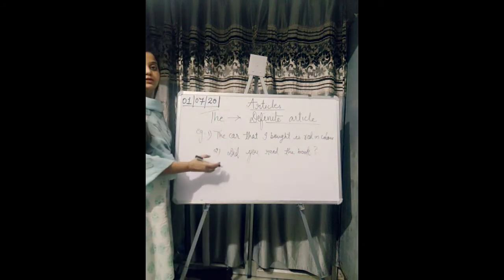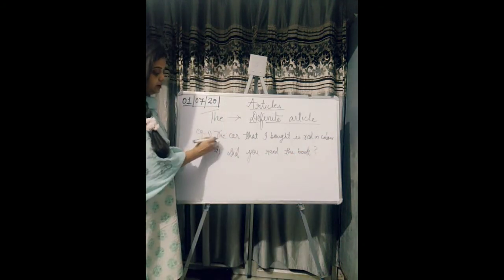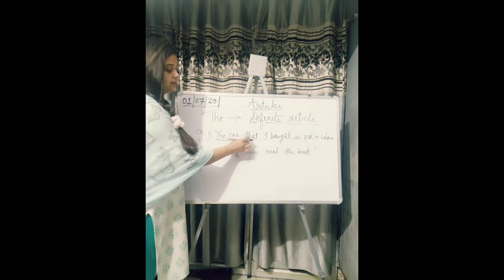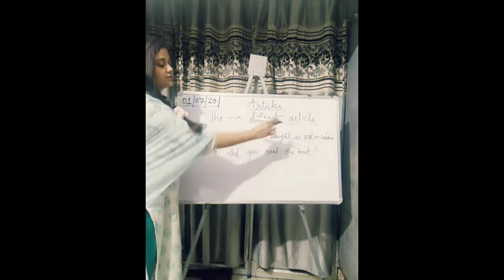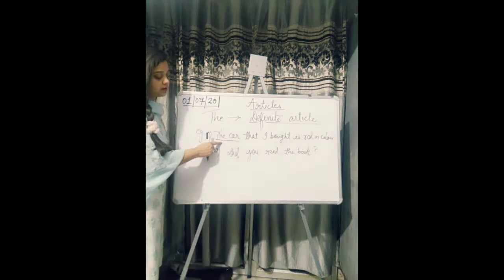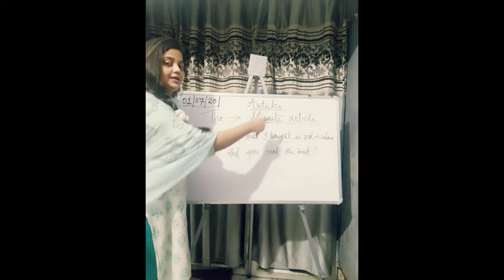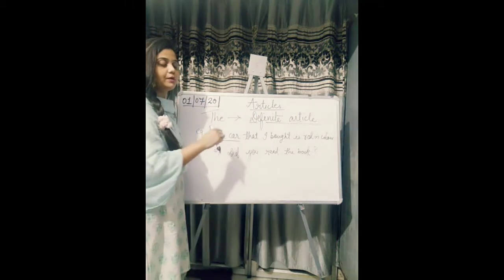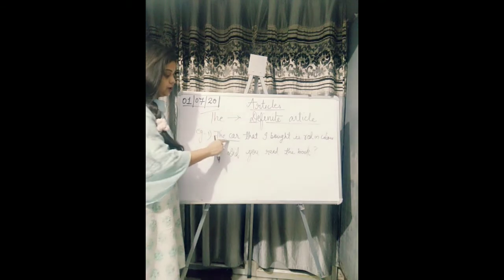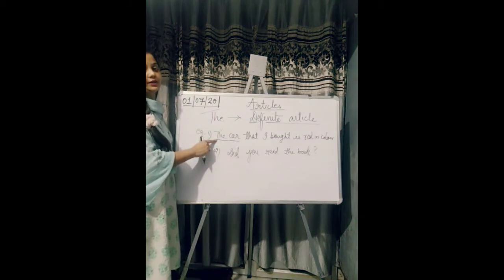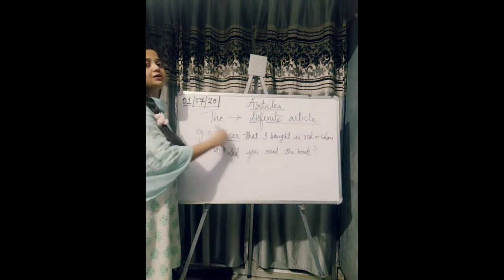So in these two sentences you can see over here, the car that I bought is red in color. Over here we are talking about a particular car which I bought is red in color. So I am talking about a particular car. Before that I have written "the", I have not written "a" car.